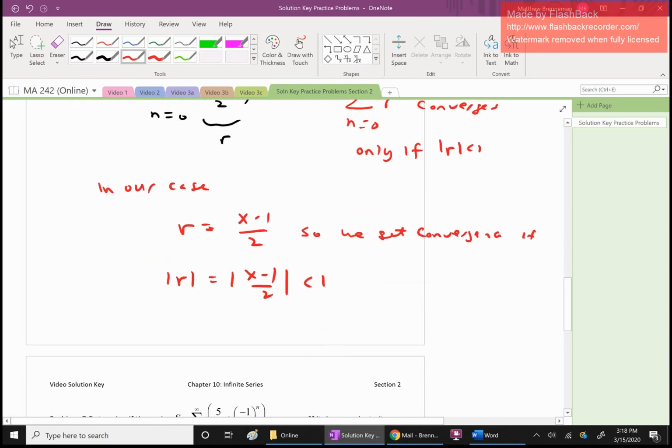And now I want to solve for x, right? So I'm going to use the fact that I can drop the absolute values. If the absolute value of a quantity is less than 1, then the value itself has to be between minus 1 and positive 1. Okay. I can multiply both sides through by 2. And I can add 1.